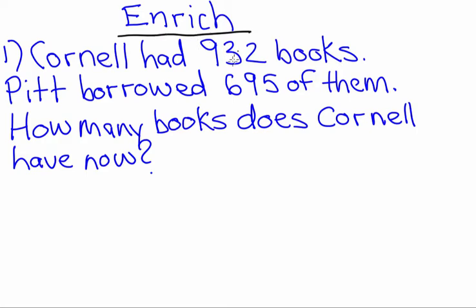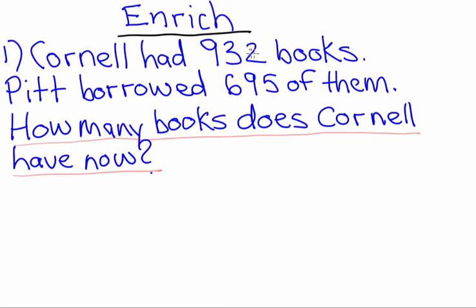Cornell had 932 books. Pitt borrowed 695 of them. How many books does Cornell have now? Step one in solving this problem is that you're going to want to make sure that you underline the target question. So let's take a look here. I know what the question is really asking me is how many books does Cornell have now? So that's the hard question. I underline it. Now let's look for some key information in the problem.